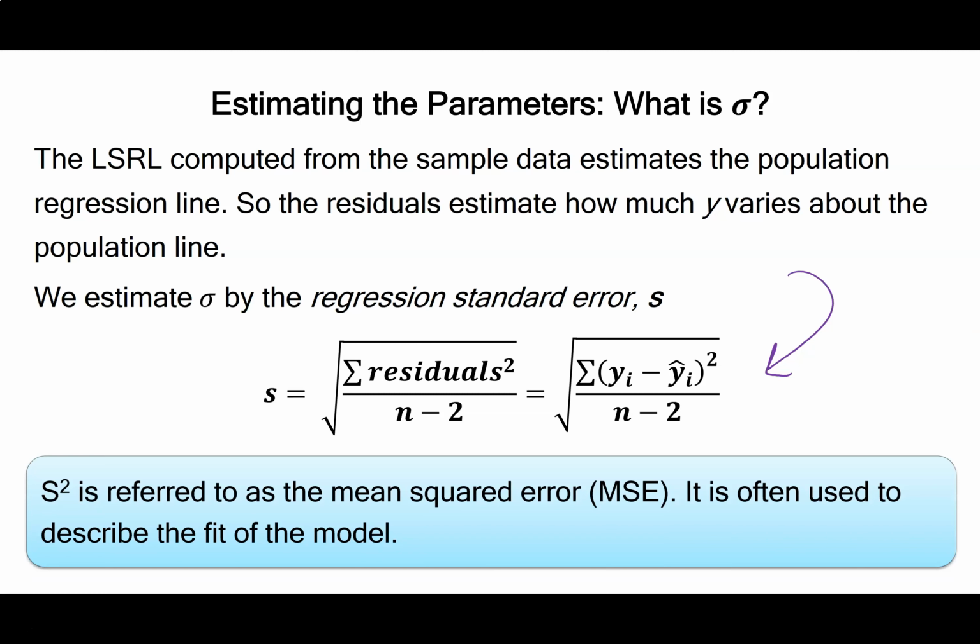So if we are to square this value, so basically get rid of the square root sign, S squared is also referred to as the mean squared error. So if we gave you the mean squared error, you could take the square root of that and you would have S, essentially. Or if you had S and you squared it, then you would have the mean squared error. It is often used to describe how well the model fits.